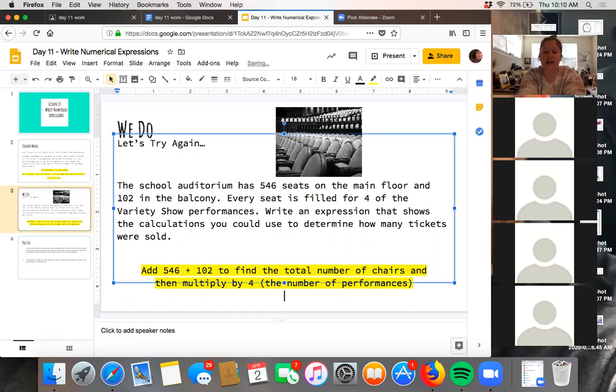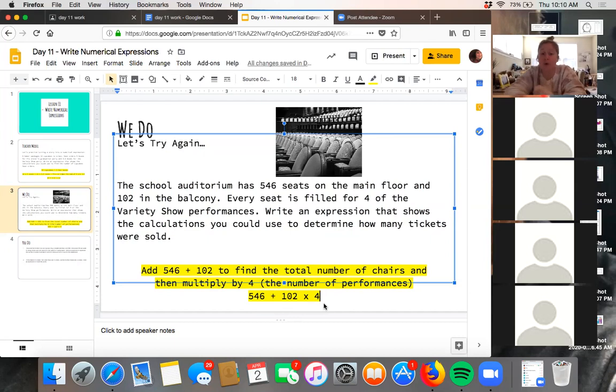So what is that going to look like as an expression? The very first thing I need to do is what? Add. Add 546 plus 102. Okay, so 546 plus 102. And then what am I going to do with that answer? You're going to multiply it by 4. So if I write my expression just like you told me, 546 plus 102 times 4, is that going to give me the correct answer?